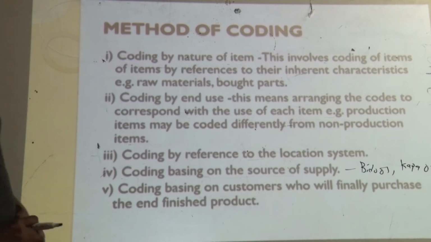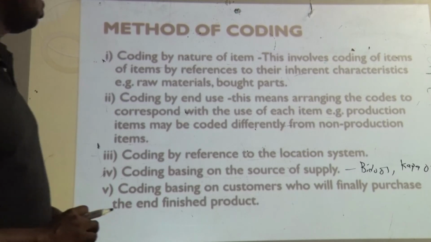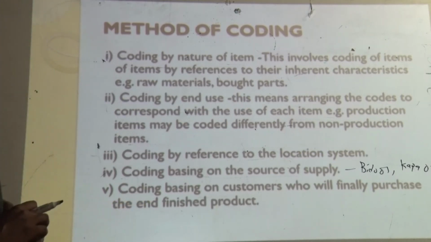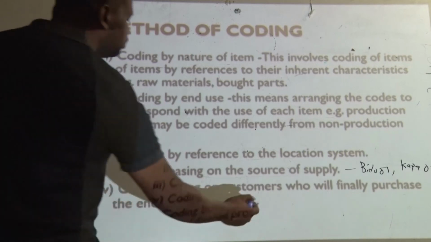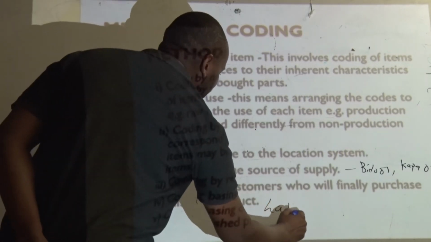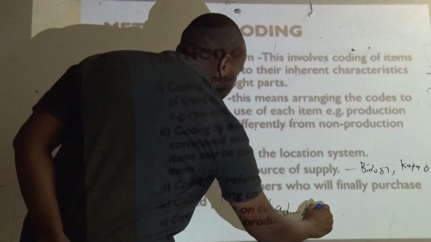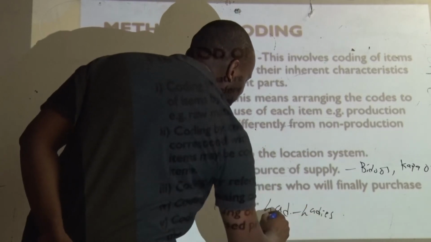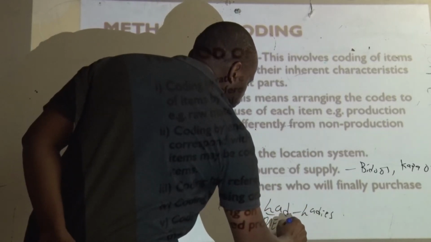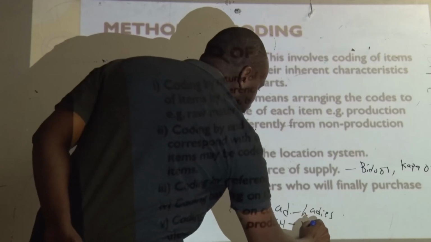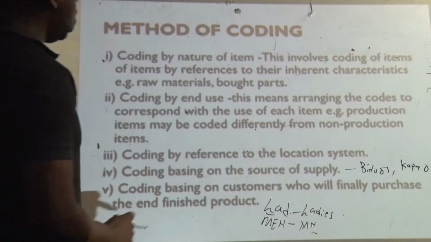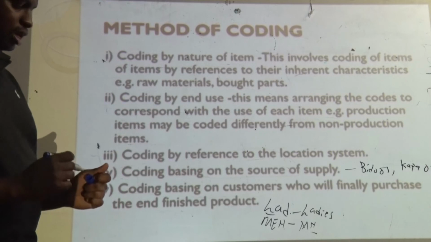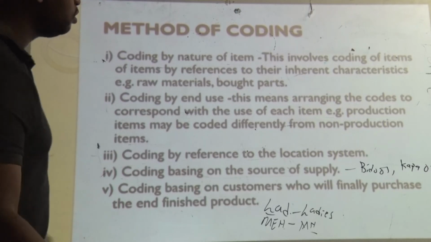You can also decide to base your coding on the final customer who is going to buy the final products. If the customers are ladies, for example, you can decide to say LAD meaning ladies. If they are men, you can decide to say MN meaning men. So depending on your customer who is going to purchase the items from you.